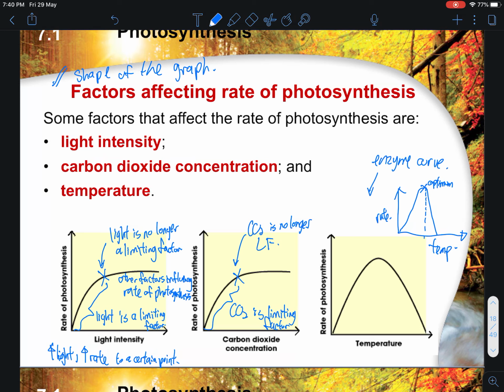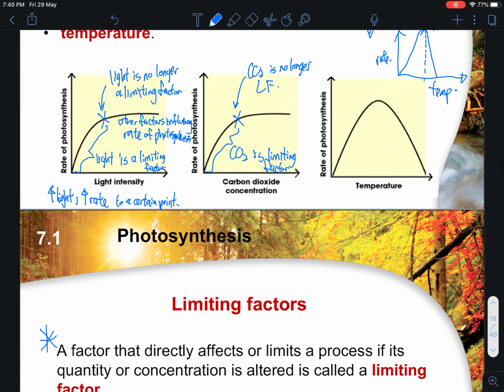So these are the things that, if they ask you a further question on what affects the limiting factor, for light intensity it will be the number of chloroplasts. For carbon dioxide it will be the number of stomata pores.